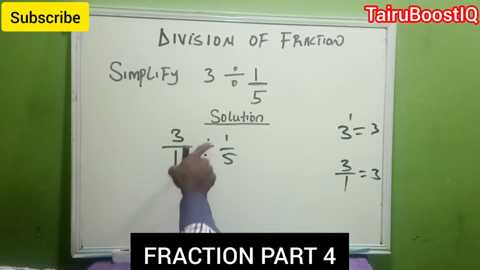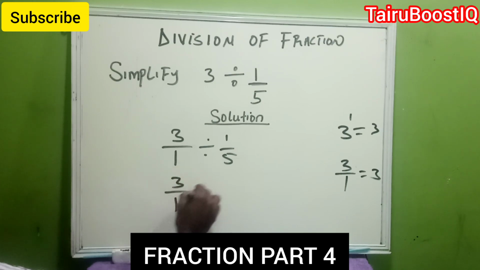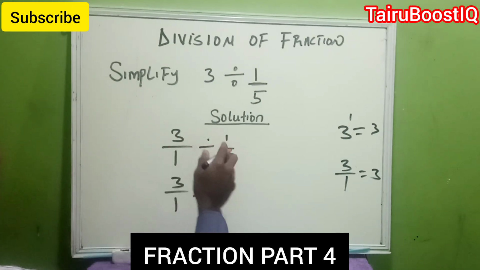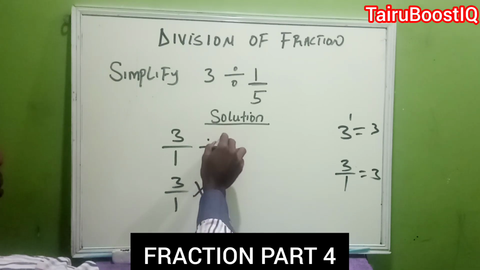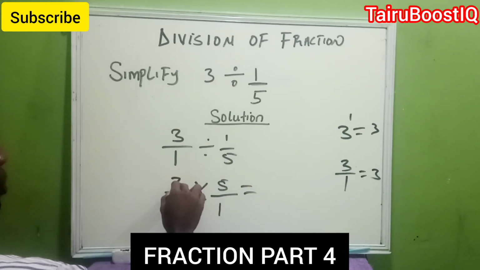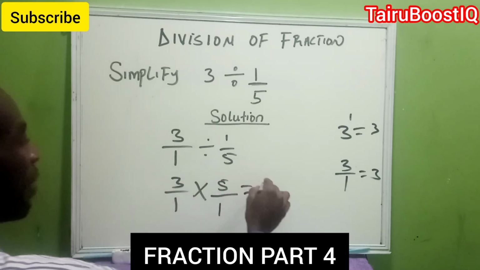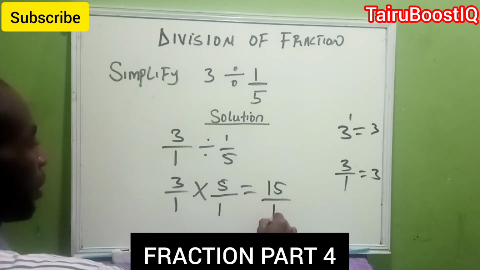So when we are dealing with division, you see this division sign, we are going to change it to multiplication. Then we interchange the numerator with the denominator. Then this one that you are seeing will come down and the 5 will go up. From there, we're going to say 3 times 5 will give us 15. Then 1 times 1 is 1.